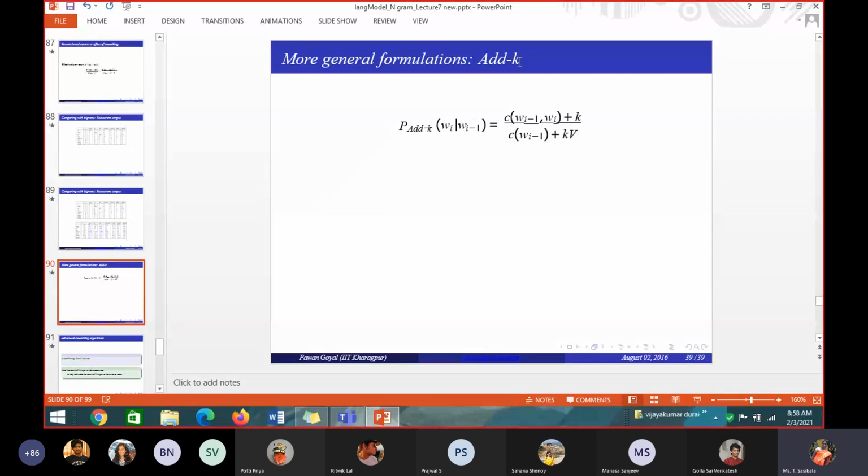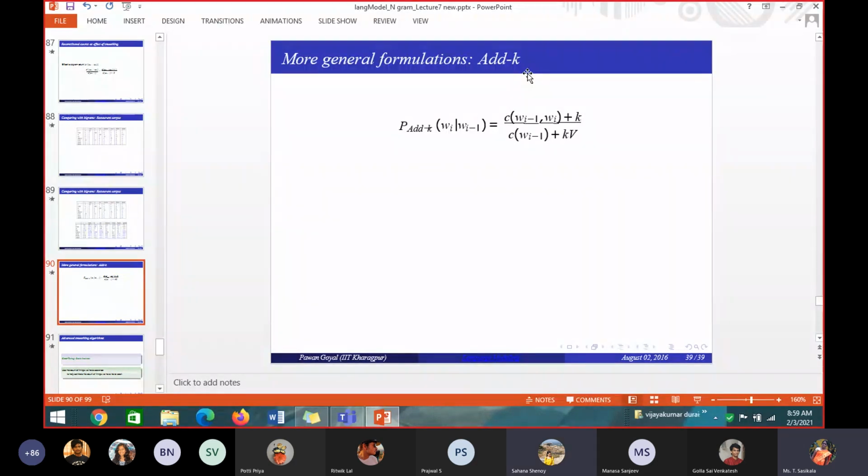See, this is a generalized formula. Instead of add 1 estimation, they made a generalized formula as add k estimation. That is, instead of 1, I am adding k. That k can be 1 or 2 or 3 or 4 or 5, anything given in the problem. Similarly, in the denominator, they are multiplying k into V. So if I want to make this add 1 estimation, what do I substitute for k? 1.